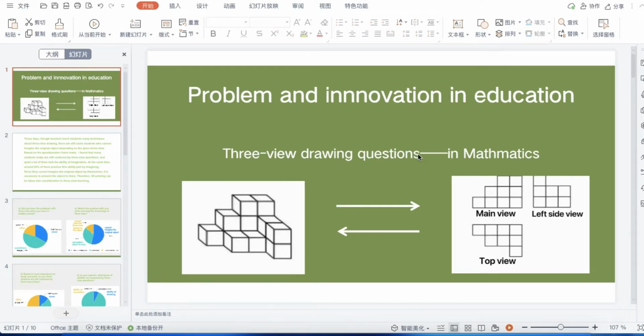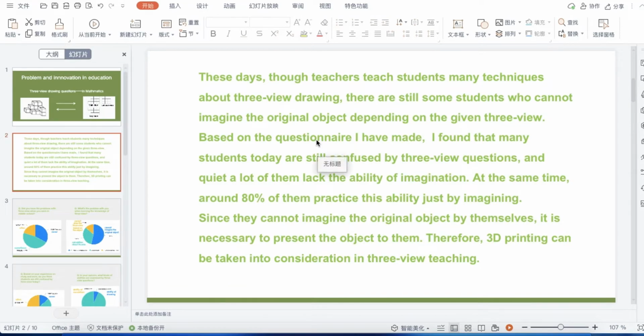Today I want to share with you a problem and my proposal for innovation in education, which is the three-view drawing questions, especially in mathematics in middle school. As we can see in those two pictures, the three-view drawing is something about main view, left side view, and top view. Regarding this question, I've made a questionnaire, and let me show you what I've found in my questionnaire and the background of this problem.